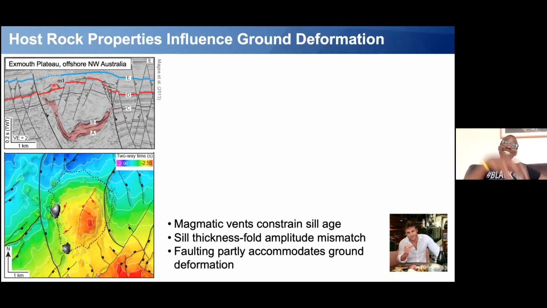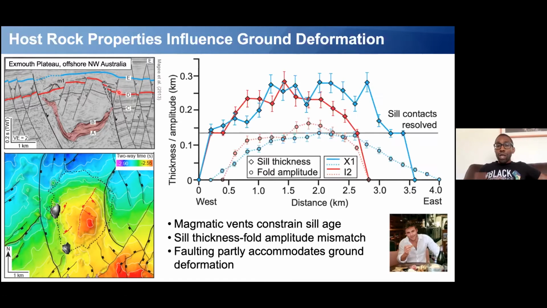And because it's sitting on a horizon of known age, we can use that magmatic vent distribution to constrain the age of both the folding and the sill emplacement as well. In this case, these are Kimmeridgian, they're latest Jurassic sills. We went away and did a similar thing as Hansen and Cartwright. Again, you're going to see a few of these graphs in this talk.